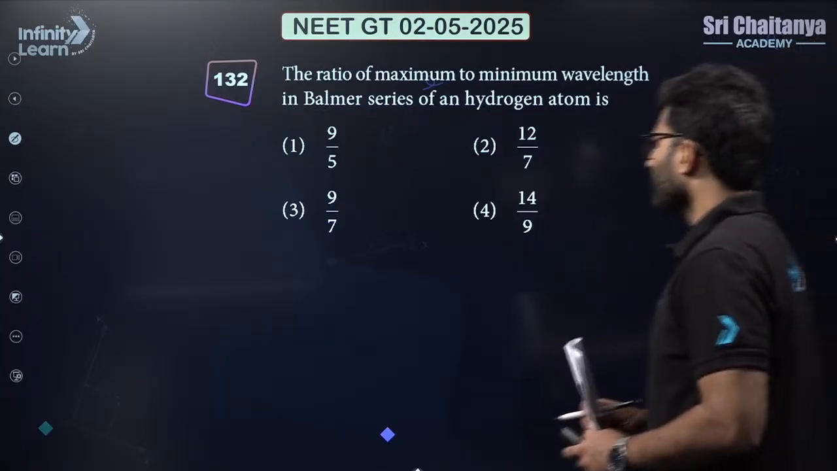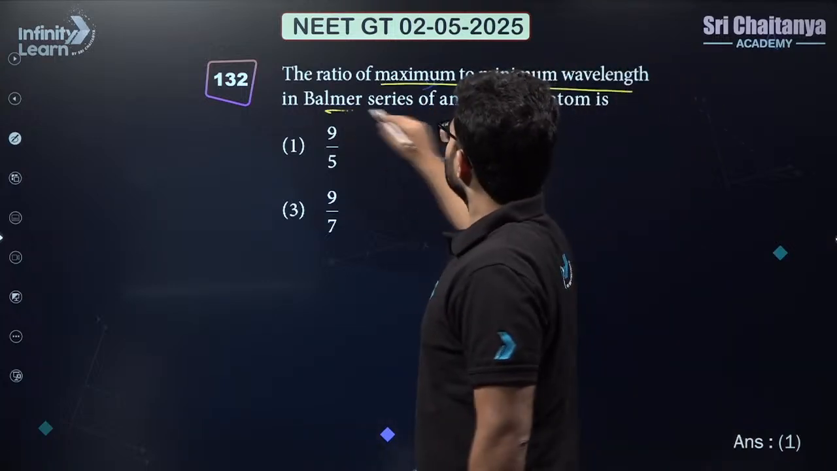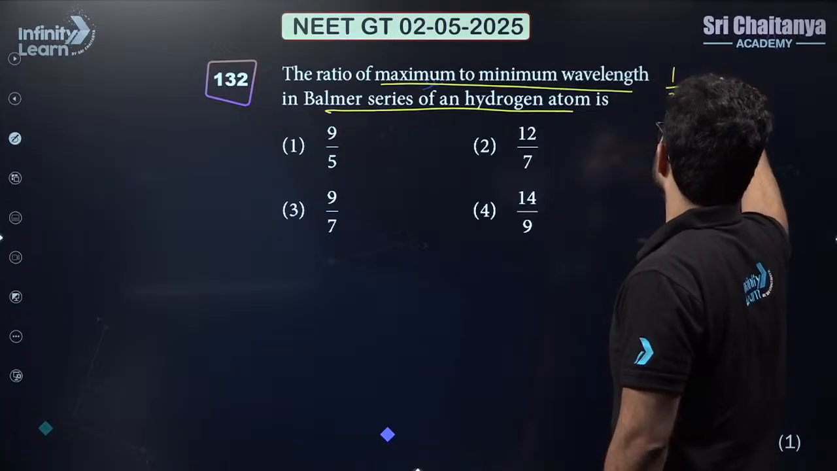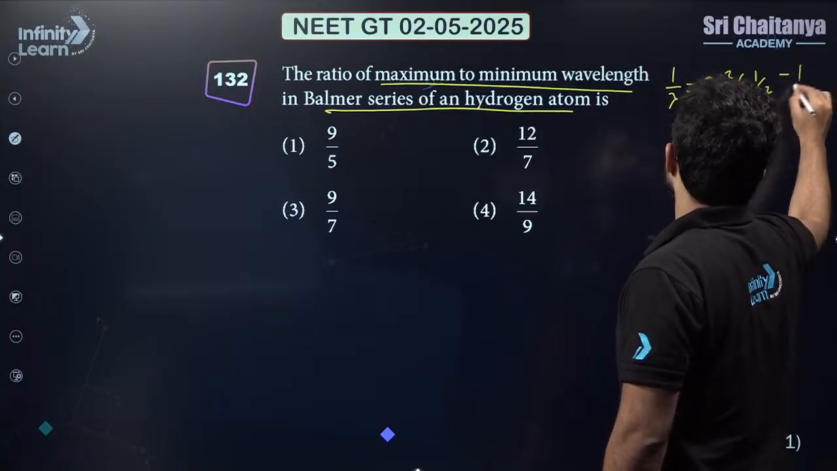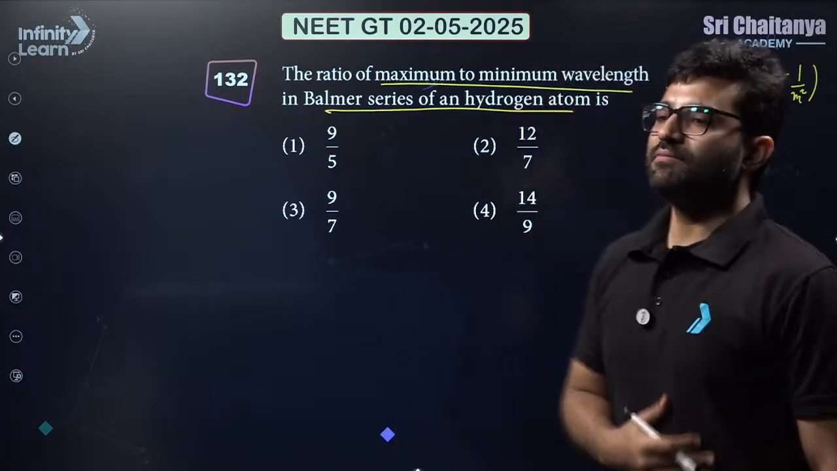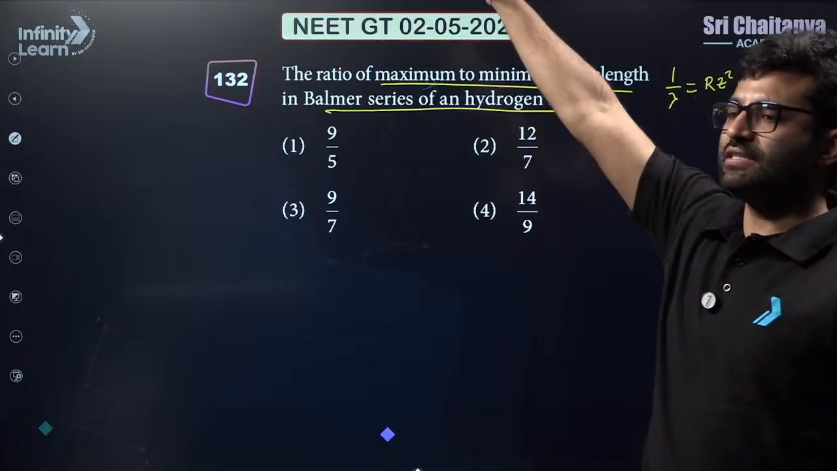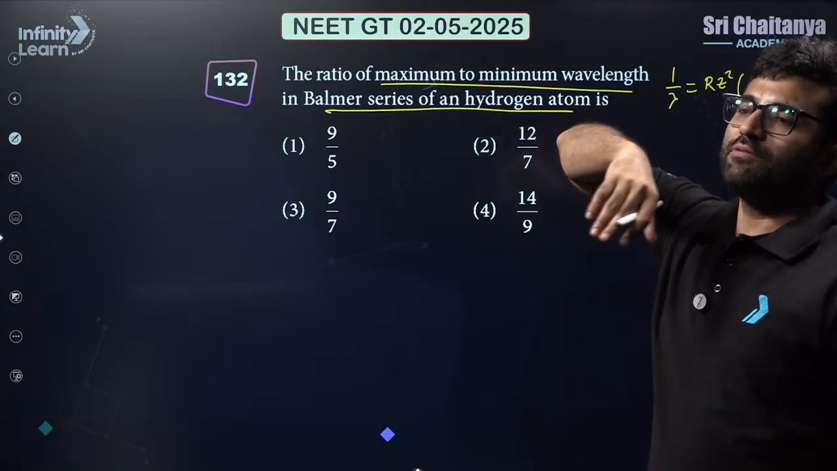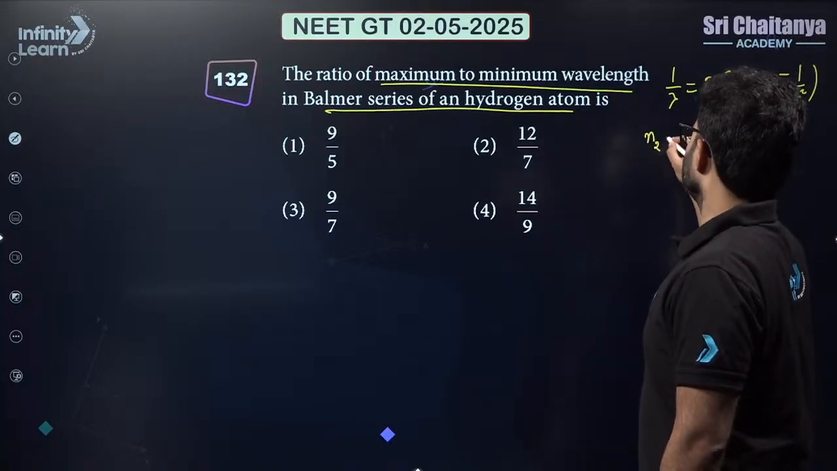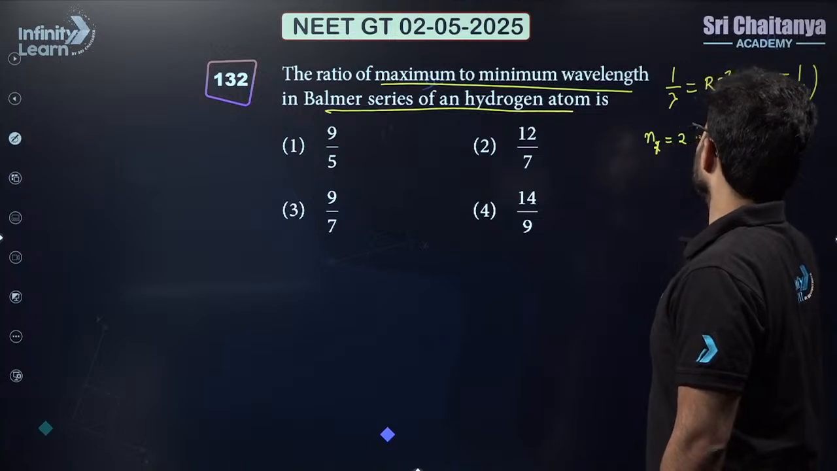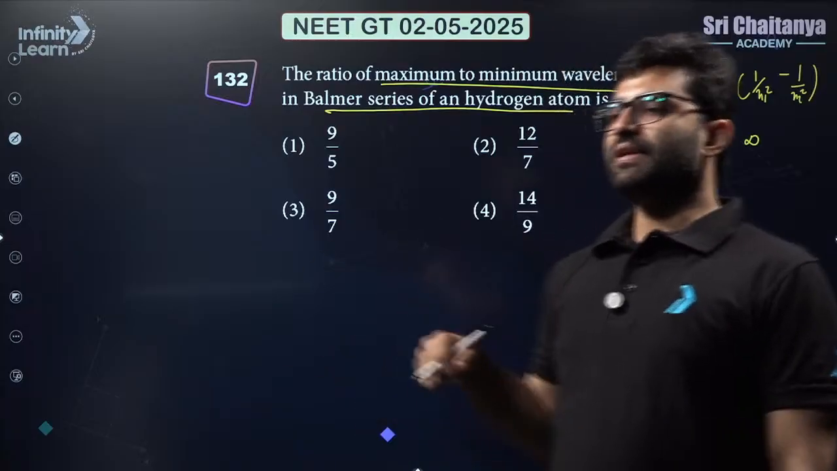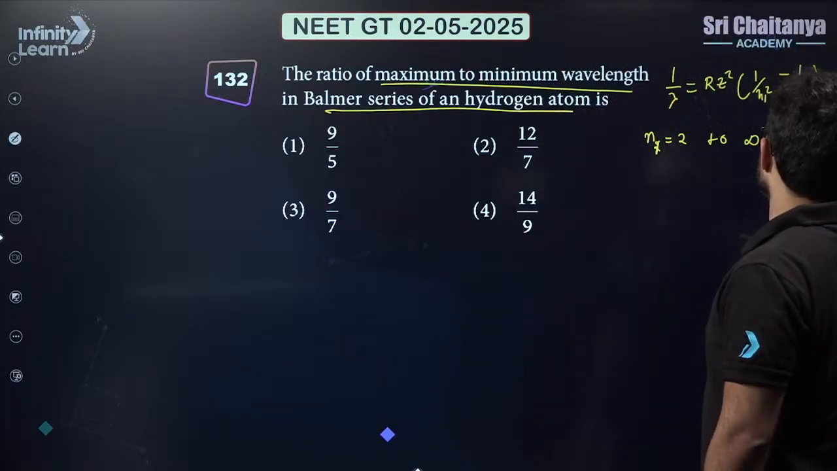Okay. The ratio of maximum to minimum wavelengths in Balmer series of a hydrogen atom is, right? So again we'll use this formula, 1 by lambda is equal to Rz square into 1 upon n1 square minus 1 upon n2 square, right? So that is the formula. So when will the maximum come? Whenever the maximum energy is emitted, then the lambda would be minimum, right? So maximum energy is emitted when it goes from n1 is equal to 2 to infinity. That is where the maximum energy is emitted. So the wavelength would be minimum.